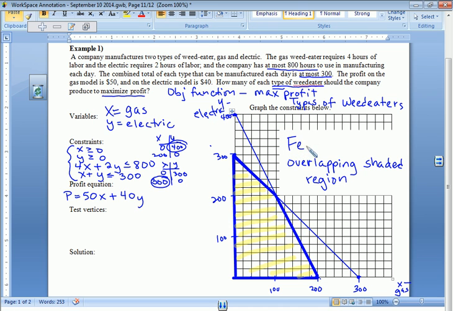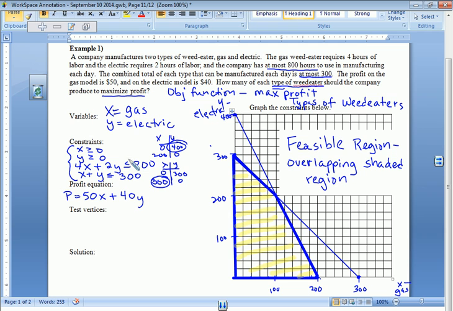Okay, so hopefully you got the same overlapping shaded region as I did. And in a linear programming problem, we call this the feasible region. Because it's greater than or equal to, it's the dark blue also. Any point that lies in that region is a feasible solution to this problem. It will work, but it may not be the optimal solution.